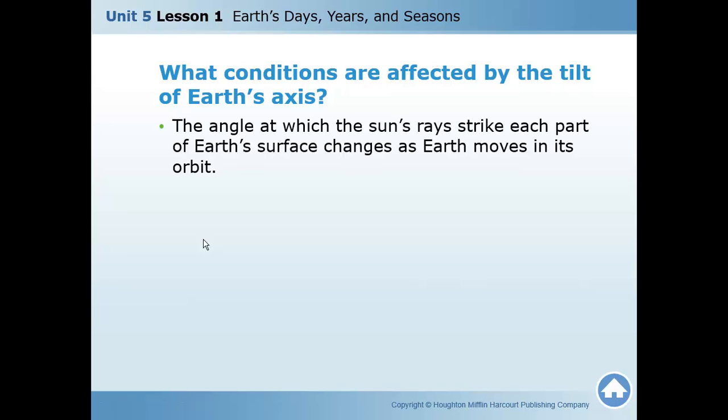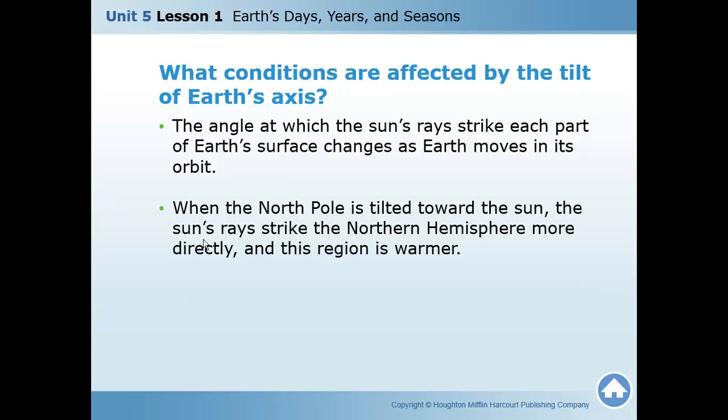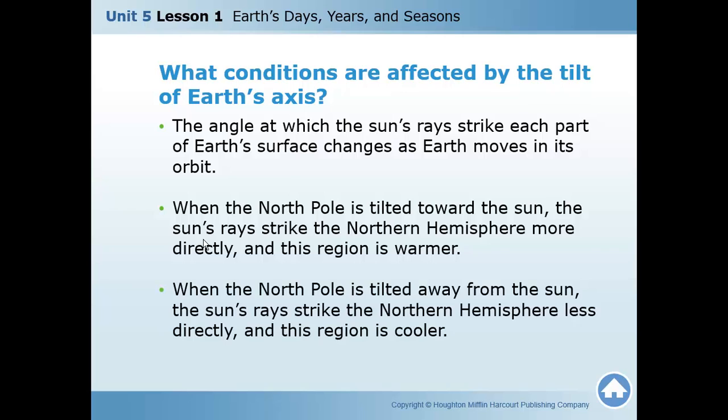The angle at which the sun's rays strike each part of Earth's surface changes as Earth moves in its orbit. When the North Pole is tilted toward the sun, the rays actually strike the northern hemisphere more directly, so the region is warmer. So again, we're tilted toward the sun, we're getting more direct rays, and just that little tilt away or a little bit towards the sun causes us to have different seasons.